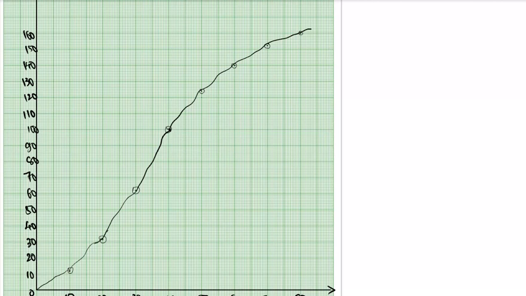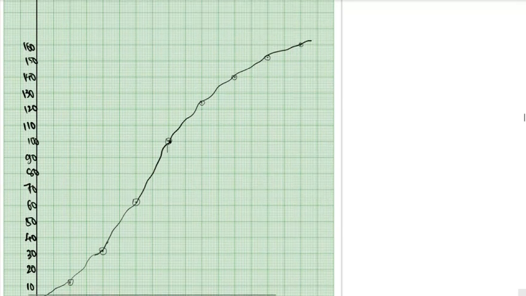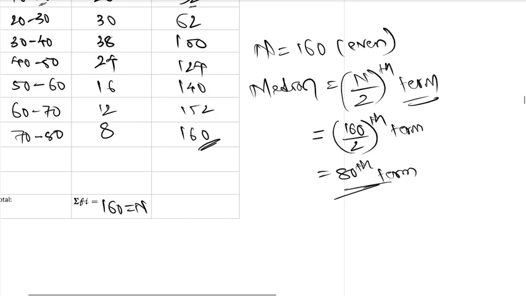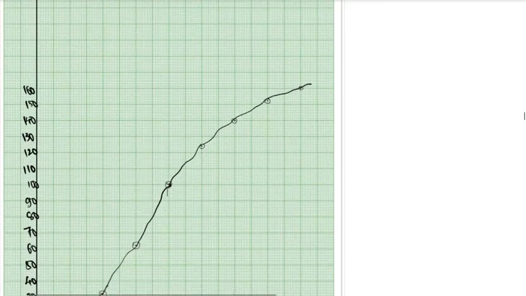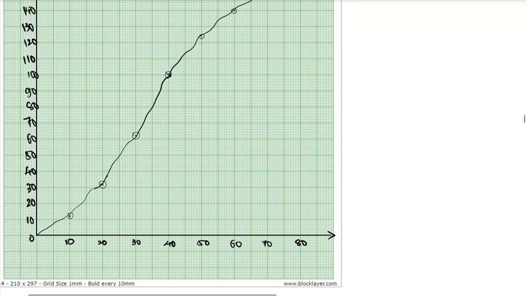Now the next thing is to find n by 2, right? That was our median. N by 2 was the 80th term. What is the 80th term on the y-axis, the cumulative frequency axis? So which is this axis? This is the class interval axis. Which is this axis over here? This is the cumulative frequency axis. And what are we going to draw now? We are going to plot the 80th term on the cumulative frequency axis.